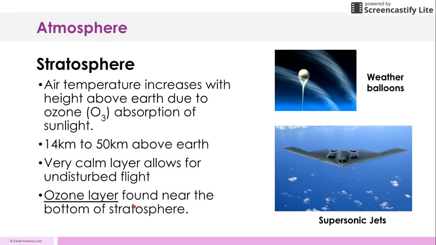So some keywords that we're looking at here: air temperature increases with height above Earth due to ozone absorption of the sunlight. We know that it's 15 kilometers to 50 kilometers above Earth. It's very calm right here and allows for undisturbed flights, like when you're flying with no turbulence. And then the ozone layer is found near the bottom of the stratosphere.